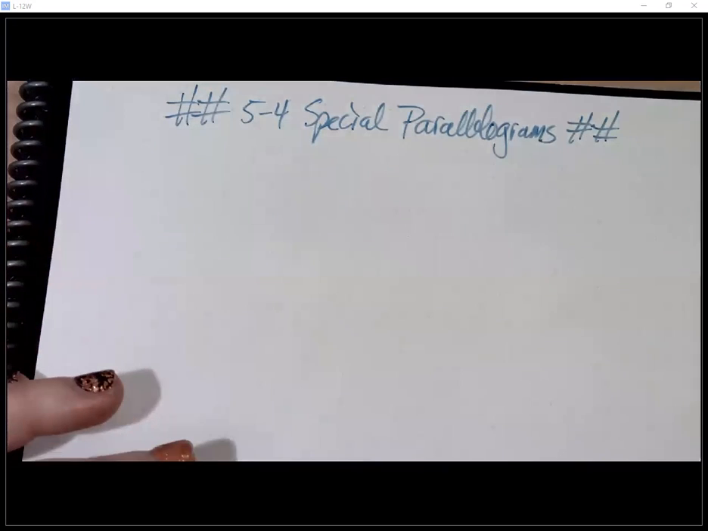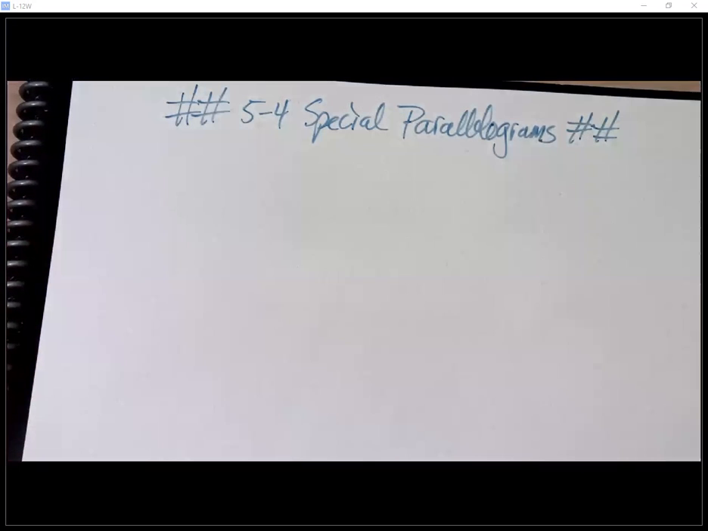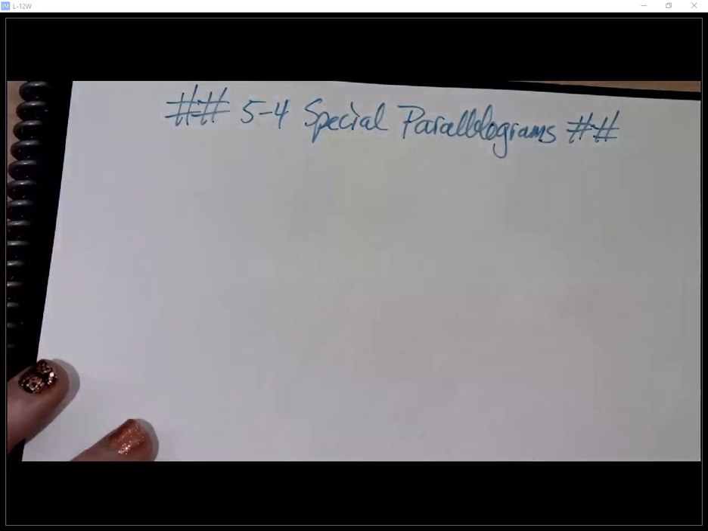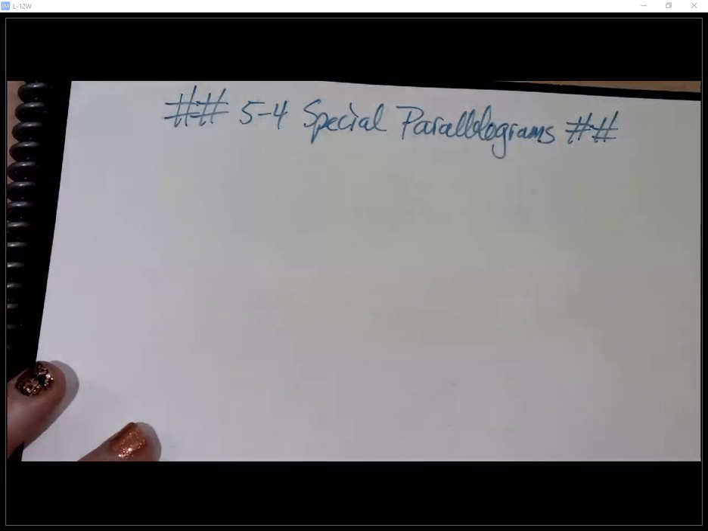Okay, I need to make it abundantly clear that all of the ones that we're going to talk about today are types of parallelograms. So all of the things that we know are true about parallelograms are true about these other shapes also, because they're all types of parallelograms. So the things that we know about parallelograms, they have two pairs of opposite sides that are parallel, two pairs of opposite sides that are congruent, diagonals that bisect each other, opposite angles are congruent, consecutive angles are supplementary. Remember all those fun facts?